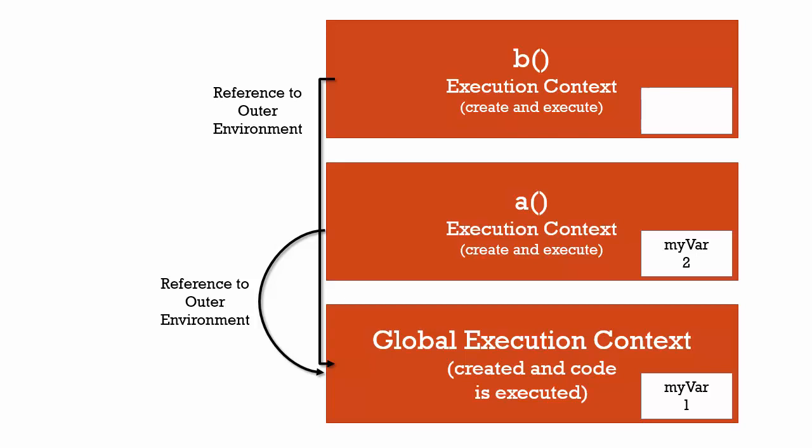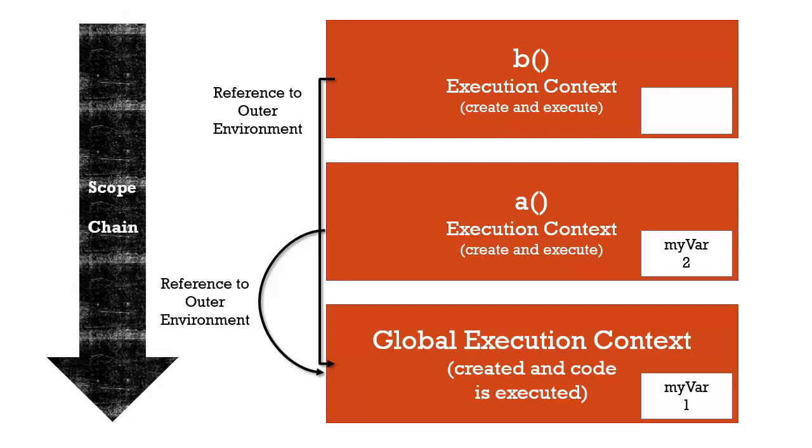So if I had several more functions calling each other, it would keep on moving down until it hit global, if those functions were defined inside each other, down those outer environment references until it finds it or doesn't. That whole chain is called the scope chain. Remember, scope means where can I access a variable? And the chain is those links of outer environment references, lexical, that is where it was physically written in your code.